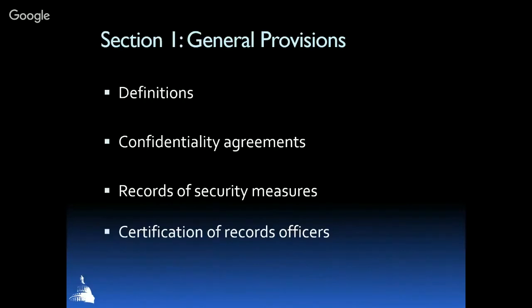Also within Section 1 is confidentiality agreements. This pertains to contracts provided to you by private entities. Records of security measures. These are not subject to GRAMA. Disclosing a password or combination would not be a wise act. And then lastly, within that section is a certification of records officers. This was addressed a little earlier in the introduction, and Kendra will go over a bit more in her portion.